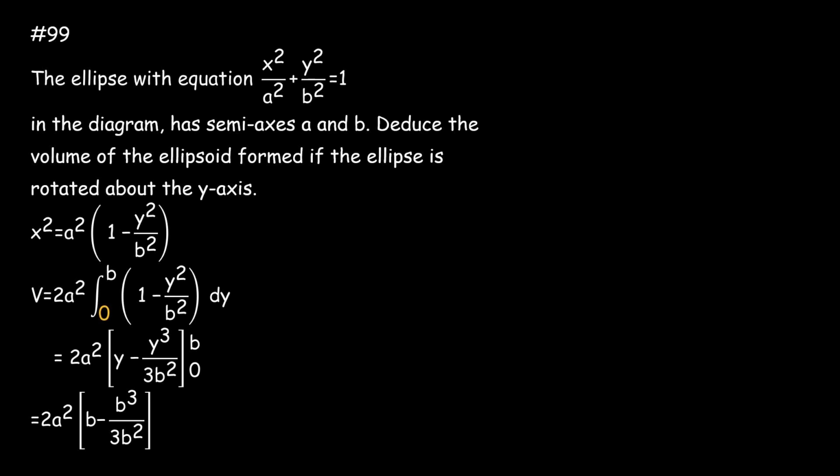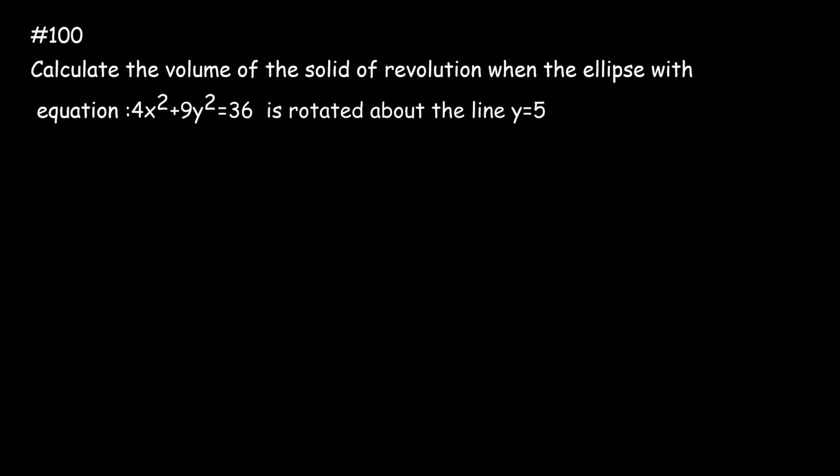So we're going to have 2a squared times b minus b cubed over 3b squared. And if each of the b squares cancels out, we're going to have 1 left over. So here we're going to have b minus b over 3. And then finally, we have 2a squared times 2b over 3. Now we can finalize our answer and say that this is going to be 4a squared b over 3. Now we're getting this so that we can use this in question 100.